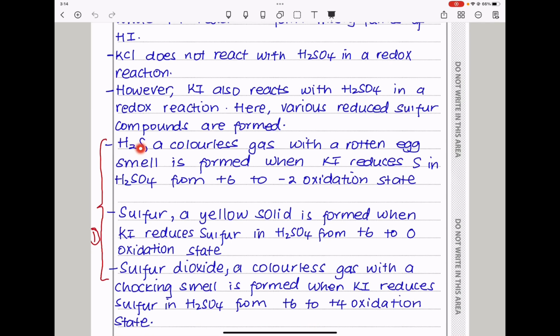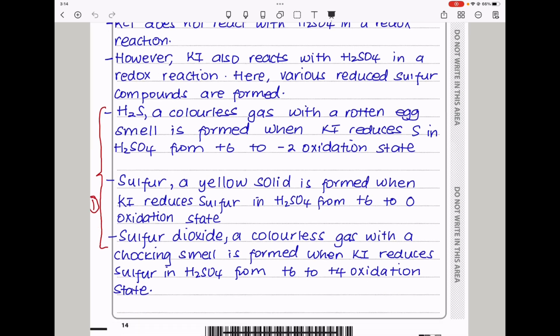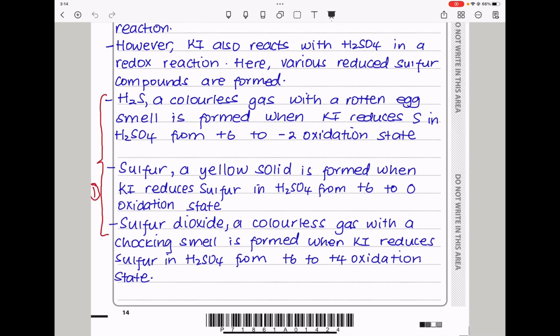So the first example is hydrogen sulfide, which is a colorless gas with a rotten egg smell, formed when potassium iodide reduces sulfur in sulfuric acid from +6 to -2 oxidation state. You can see in hydrogen sulfide, sulfur is -2. Sulfur, which is a yellow solid, is formed when potassium iodide reduces sulfur in sulfuric acid from +6 to 0 oxidation state. Sulfur dioxide, a colorless gas with a choking smell, is formed when potassium iodide reduces sulfur in sulfuric acid from +6 to +4 oxidation state.